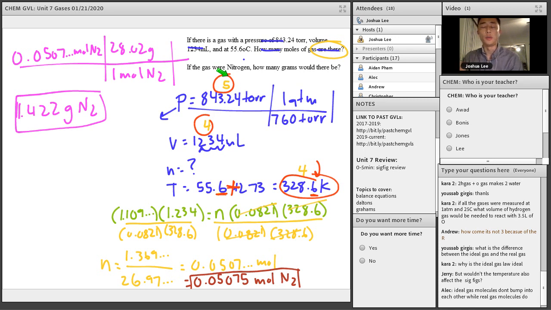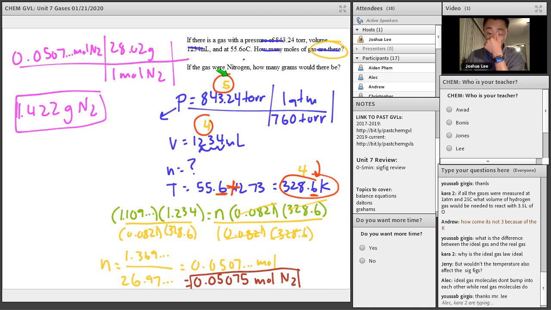Alec, they still do bump into each other, but they have elastic collisions. This is when we tell Yusuf, hey, note 7.1, literally like the first 3 slides. So ideal gases, they do bump into stuff. They have elastic collisions, meaning they don't lose energy as they bounce off. Real gases would slowly start to lose energy as they bounce around. All right.